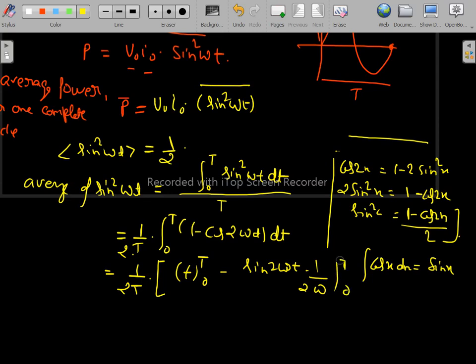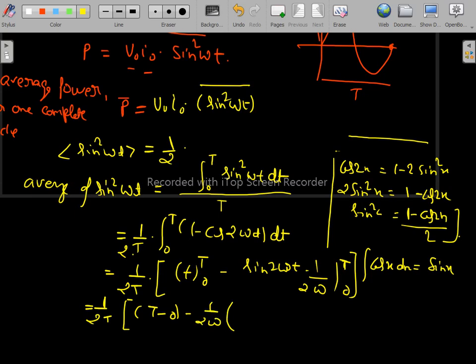Then we will apply the limit here, 0 to T. Now this is 1 upon t. Pay very careful attention while solving these terms. When we apply the limit here, the limit is always applied as upper limit minus lower limit. It means here we will have T minus 0 only, and 1 by 2 omega is independent of the small t, so we can take it out as a common factor, and the remaining term which we have is sine 2 omega t.